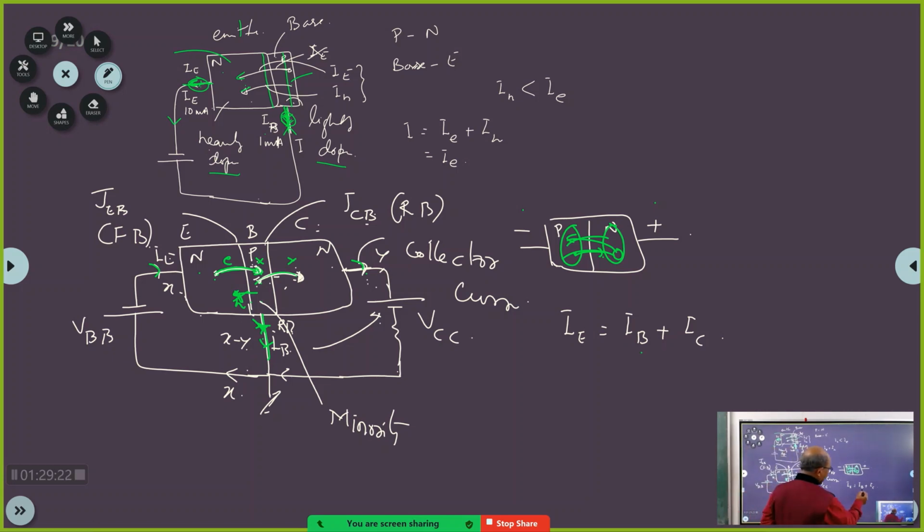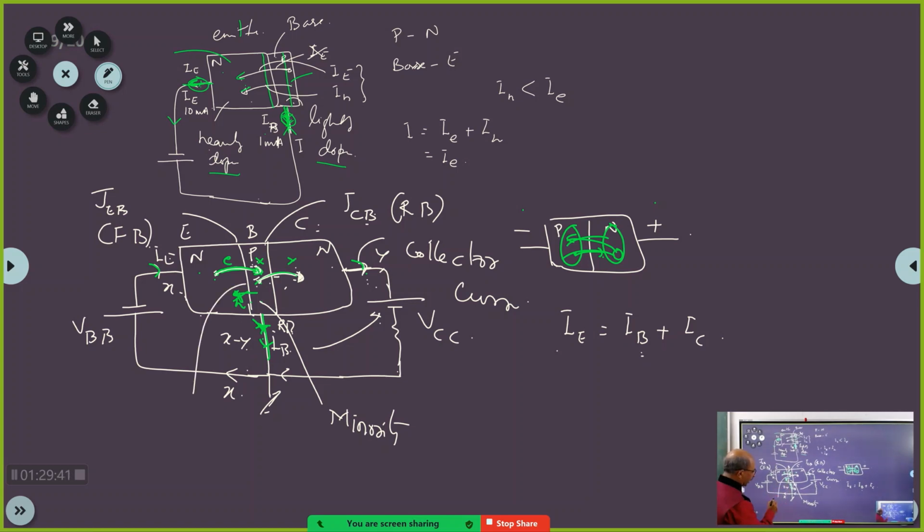So, this base current will be what? A part of the emitter current will flow to the base. Not all the current, some part of it will come to the base, and some will go to the collector. Now understand this very carefully.